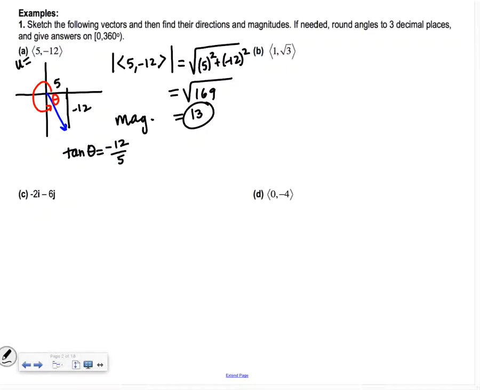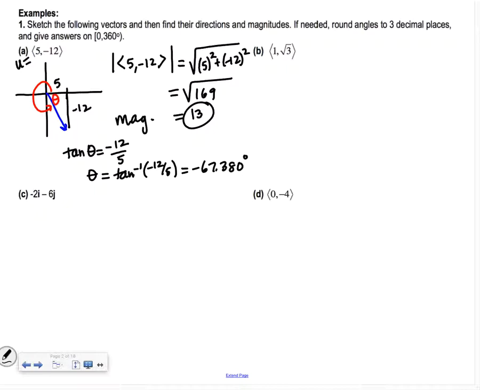So take your calculator. We switch it to degree mode. So hit mode and switch it to degrees. And we do inverse tangent of negative 12 over 5. And when I do that, I get 67. Is it exactly 67? No. Negative 67.380. Oh, she even remembered that I like 3 decimal places. Oh, I forgot the negative.